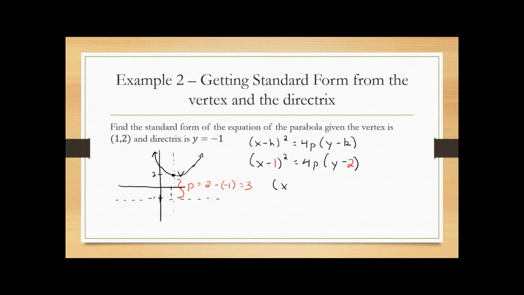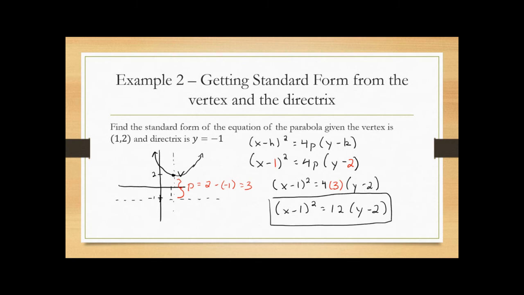So I'm going to plug that in. I have (x minus 1) squared equals 4 times 3 times (y minus 2). So I'm going to multiply 4 times 3, so that gives me (x minus 1) squared equals 12 times (y minus 2). Now this is our standard form. We don't have to solve for y. We can just leave it like that.